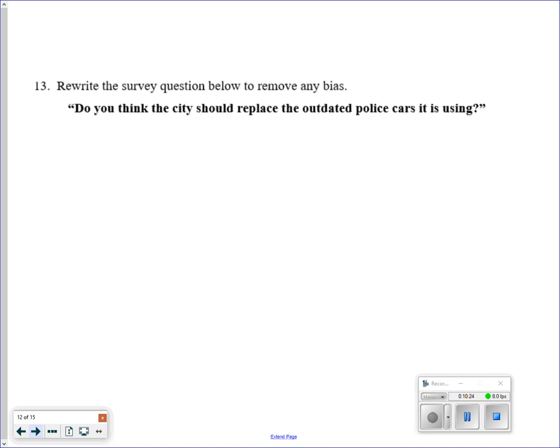Rewrite the survey. We didn't do this much on the actual notes, and so I really want to make sure to take a few minutes to talk about this. Do you think the city should replace the outdated police cars it is using? Why is this survey biased? Because ultimately the person is telling you their opinion in the question. It's not just "do you think the city should replace," it's the outdated police cars. They're basically telling you that the police cars are outdated and therefore they should be replaced. Anytime you're asking a survey question, you want to try to stay unbiased in your question.